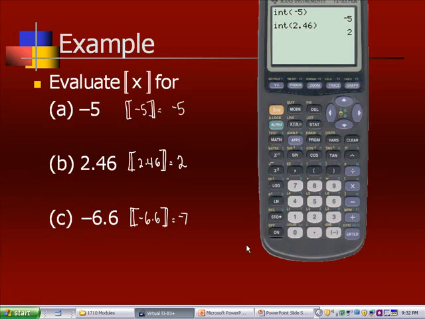And don't get this confused with rounding because they're totally two different things. So we're going to go to Math, Number. Number 5 is int of -6.6, which gives us -7.